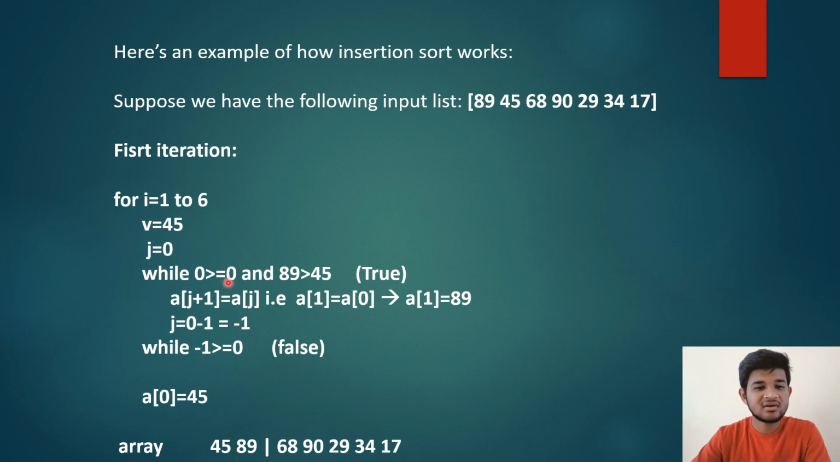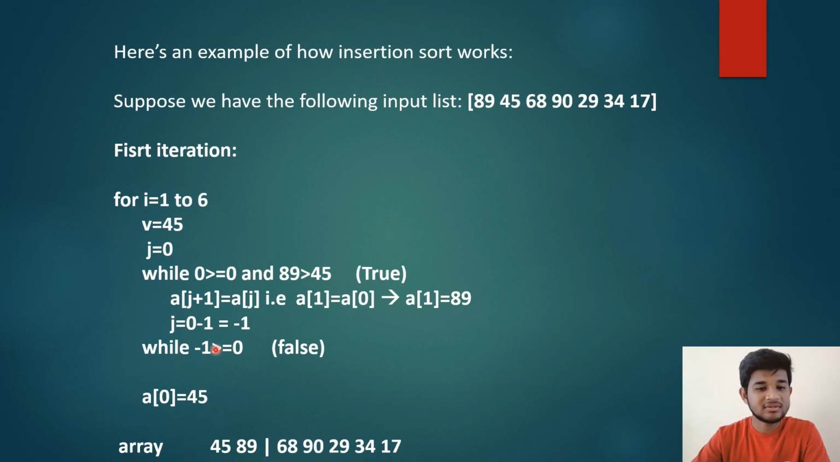And while j is greater than or equal to 0, where j equals 0 and 89 is greater than 45, where 89 equals A of j and 45 equals v. Therefore the condition satisfies, that is true. Therefore, A of j plus 1 equals A of j. That is, A of 1 equals 89. That means A of 1 value is set to 89 and j is decremented by 1. That is 0 minus 1 equals minus 1. Now the j value is minus 1.